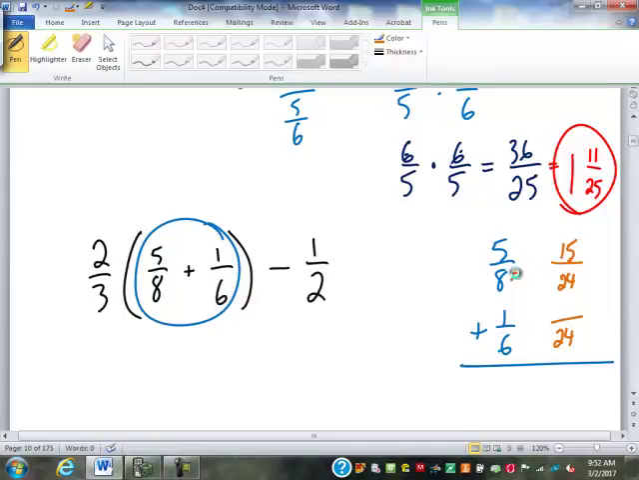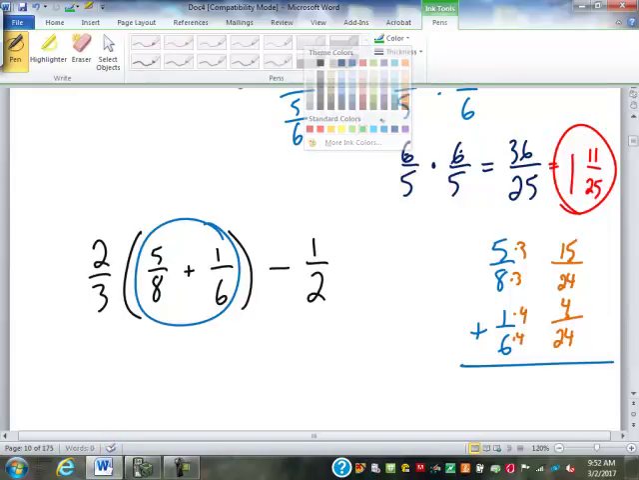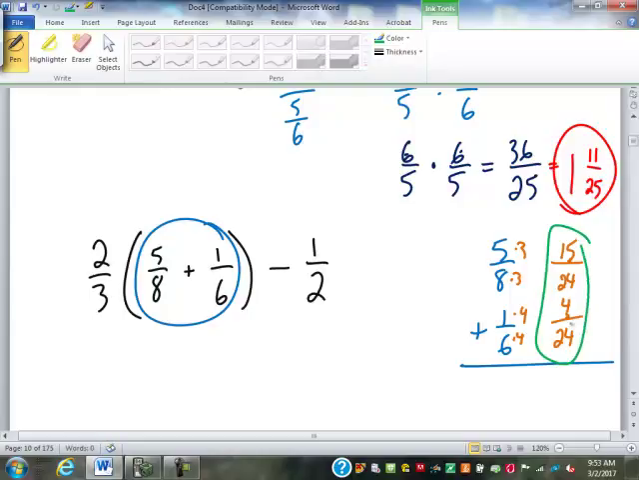This is going to become 15, good. 8 times 3, so 5 times 3. This will be 4. 6 times 4, so 1 times 4 is 4. And we add. 15 plus 4 is 19/24. That's it. There's nothing we can reduce, so that is 19/24 here in the parentheses. We've reduced what's in the parentheses to a single fraction, so we get rid of the parentheses. This is now 2/3 times 19/24 minus the 1/2.